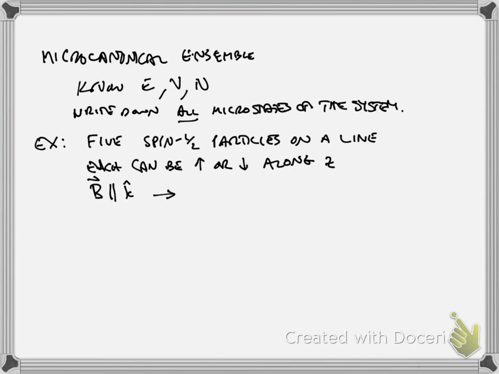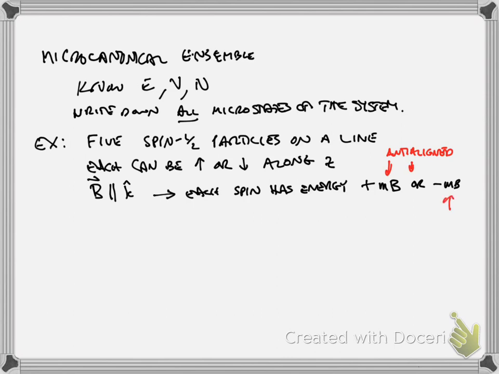Which means that each spin has energy plus mB or minus mB, and of course the situation is such that this is going to be anti-aligned with the field, so that would be spin down, and then this is going to be aligned with the field, spin up. Okay, so the energy of the system is lowered if the particles have their spins aligned with the magnetic field.